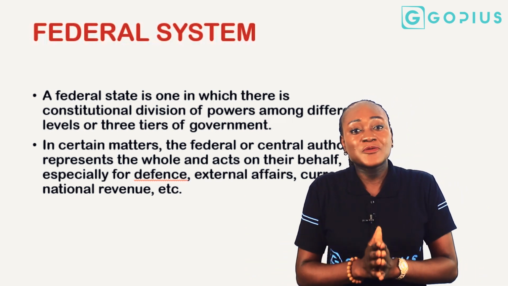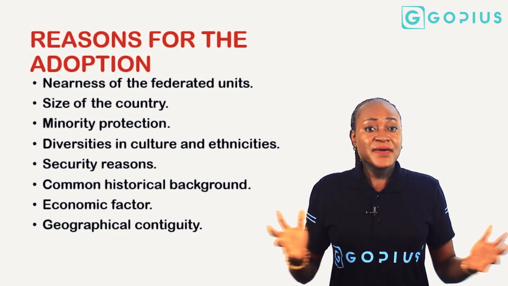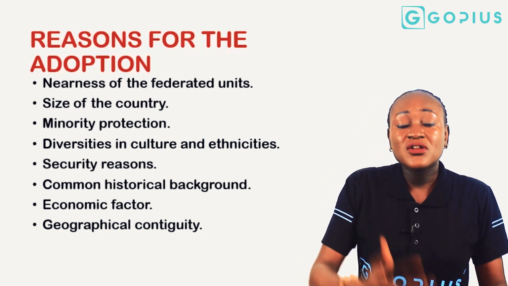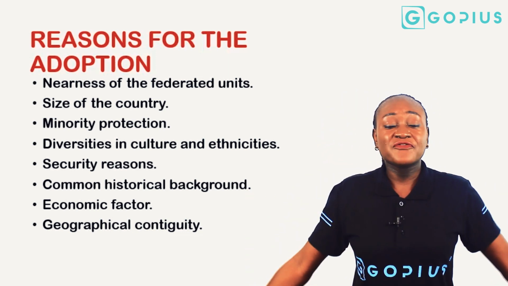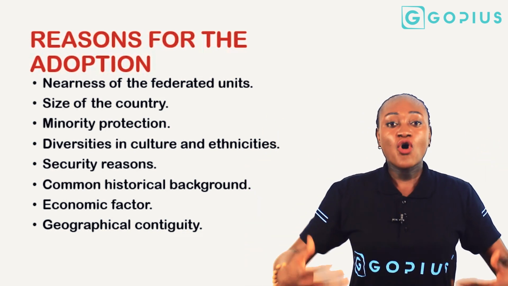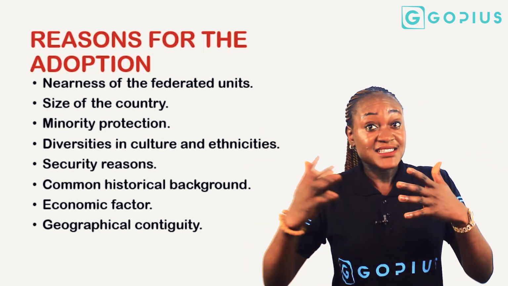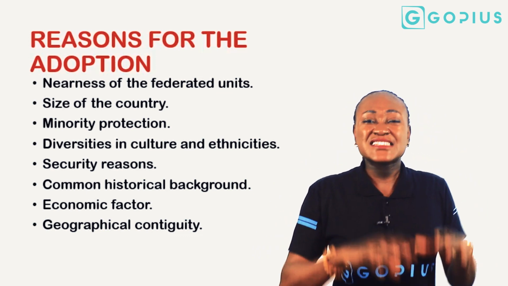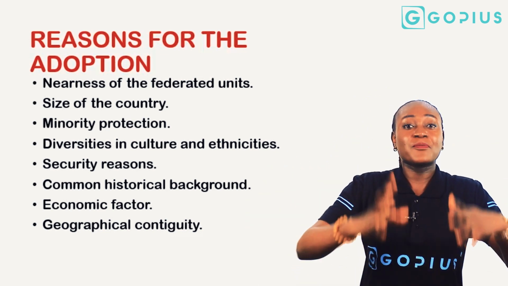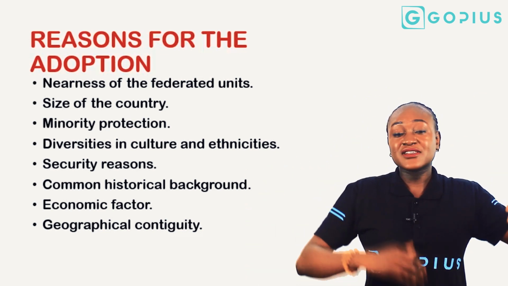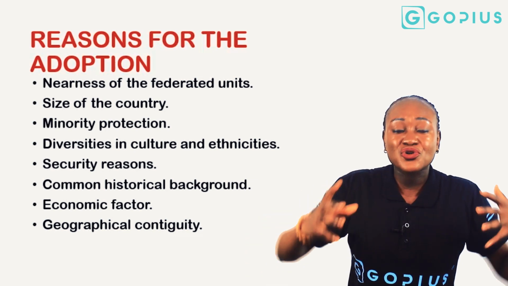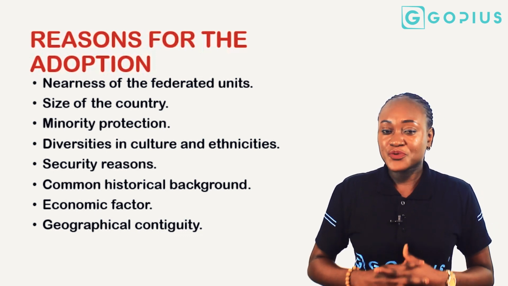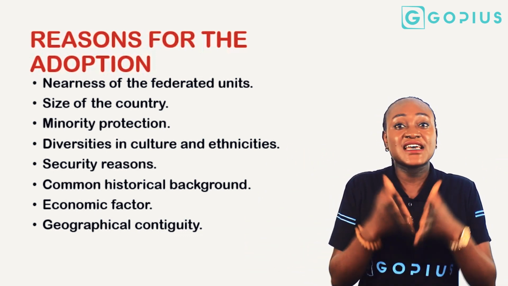Now, why would we adopt this system of governance? Because of the nearness of the federated units. One state leads to another, one locality is very close to the next. So the federated units are almost together, only a matter of space and time, and the size of the country. Now, this system of government is applicable for a government so large, so the powers are shared amongst the federal, the state, and the local authorities, just so the country can be captured. And the minority tribes are very much protected because they also have their place in governance.